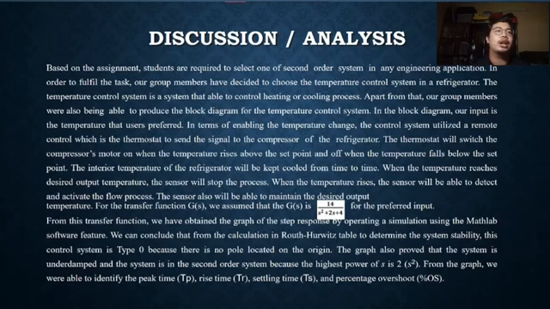So we can conclude from the calculation in the RH table to determine the system stability that this control system is type 0 because there is no pole located at the origin. The graph also proves that the system is underdamped and a second order system because the highest power of s is 2. From the graph, we were able to identify the peak time, the rise time, the settling time, and also the percentage overshoot. That's all for discussion and analysis.